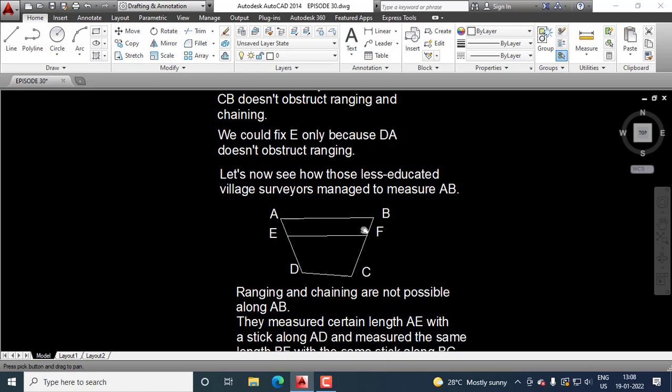Here, because this line is not rangeable, perpendicularity is not so easily assumed. Here also perpendicularity cannot be ascertained.